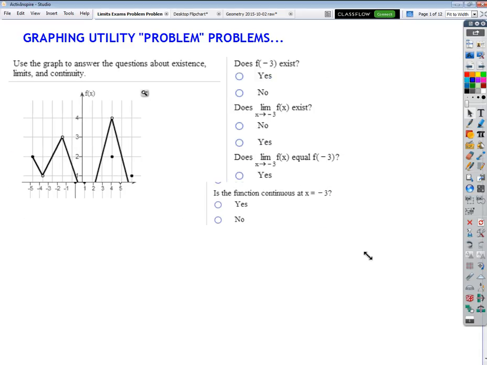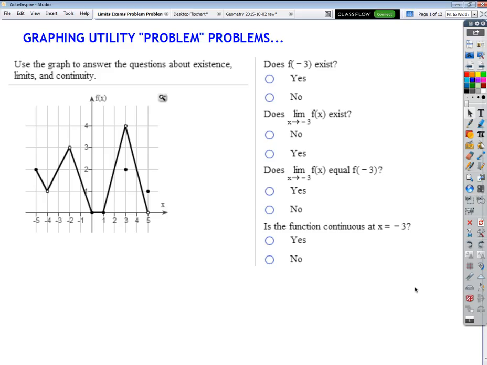All right, so something like this. This graph could look a trillion different ways on the test, but this is just one example of the kind of question that deals with this. Use the graph to answer the questions about existence, limits, and continuity. All right, so does f of -3 exist? Yes, it does, absolutely. It does because it's graphed there, right?